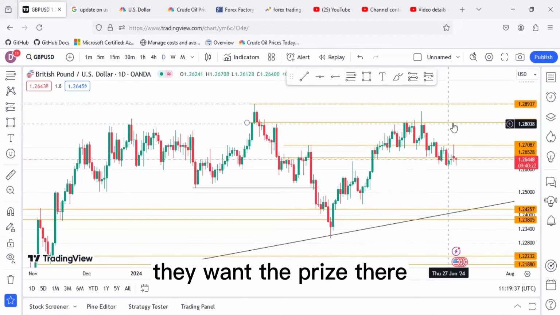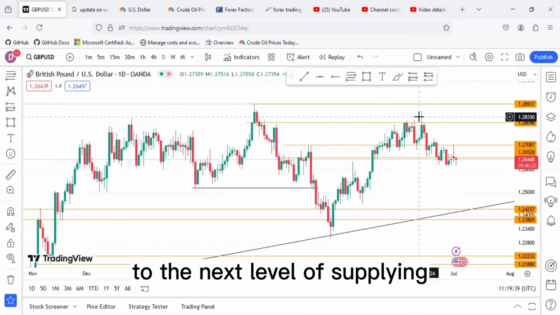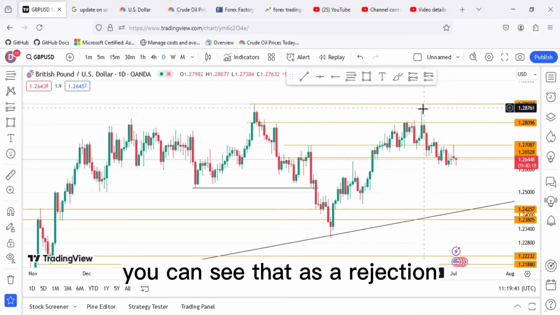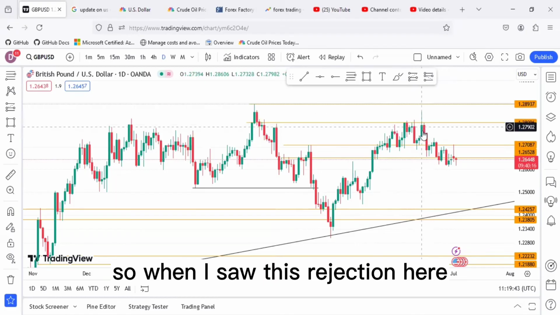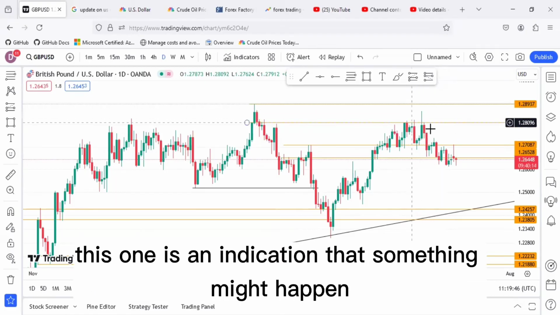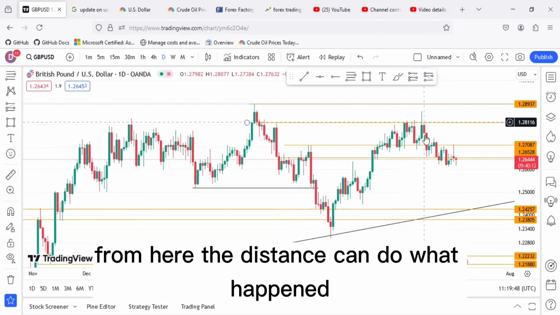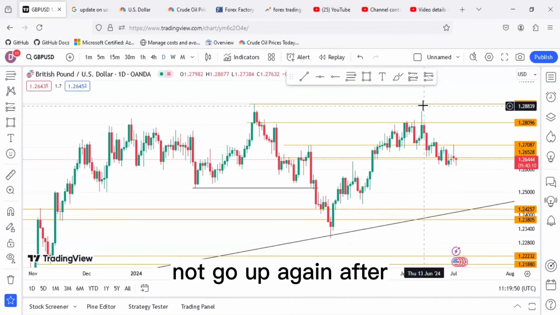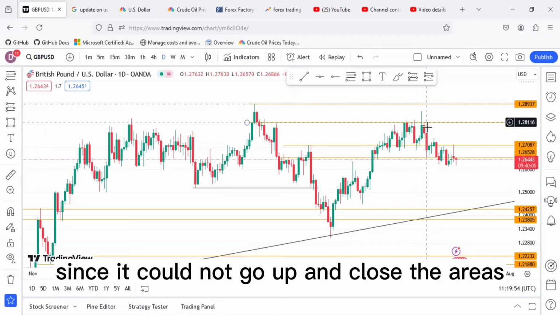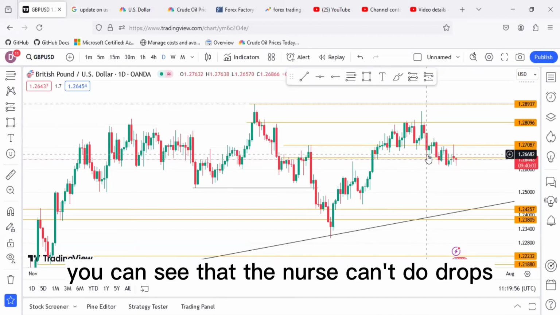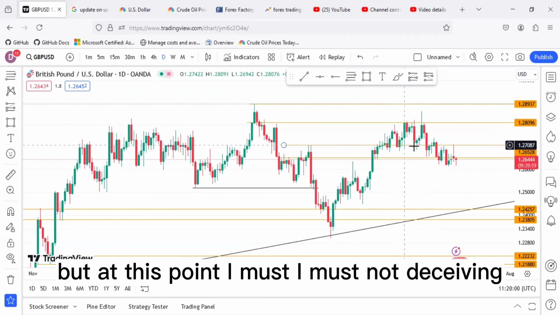Then when the price gets to the next level of supply, you can see that there is a rejection. So when I saw this rejection here, this is an indication that something might happen from here. Then this next candle, what happened? It could not go up again. Since it could not go up and closed bearish, that's why you can see that the next candle drops.